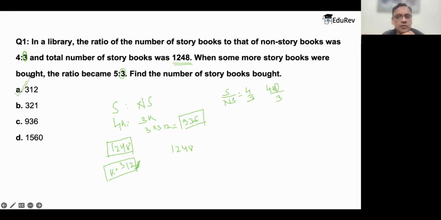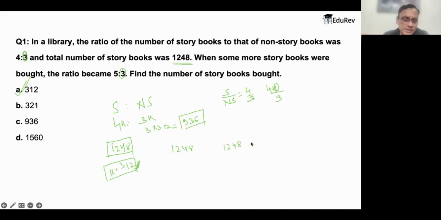So you don't really have to do much here. Because 4/3 became 5/3, one part got added. 4 parts were already there, so you know that one part is equal to 312. So I can solve it directly. But in case you want to make the equation, I can write it like this.